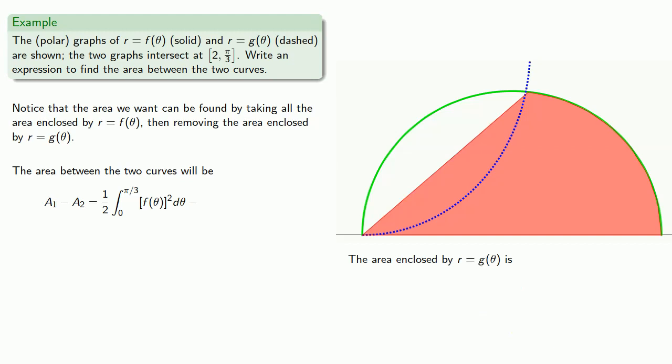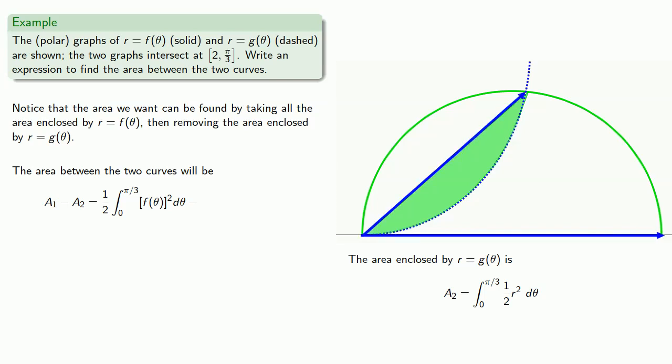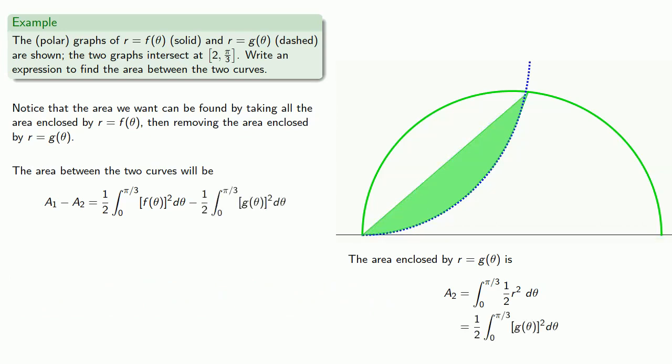Meanwhile, the area enclosed by r equals g of theta is 1/2 integral of r squared d theta, and our limits of integration are again going to go from 0 to pi thirds. This time r is g of theta, and we'll subtract this amount. And unless we know what f of theta and g of theta are, we can't do much more than set up the expression.